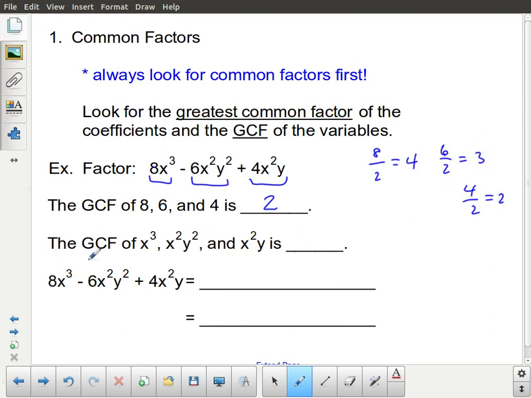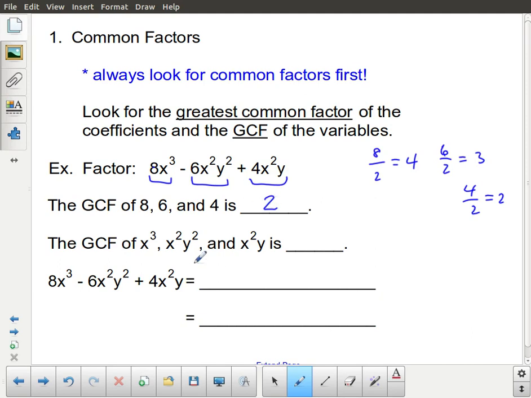Now, it's harder to apply that here. It's harder to see, but you might actually want to go through this process where you actually write things out if you're not sure. So let's take a look at the variable terms: x cubed, x squared y squared, x squared y.